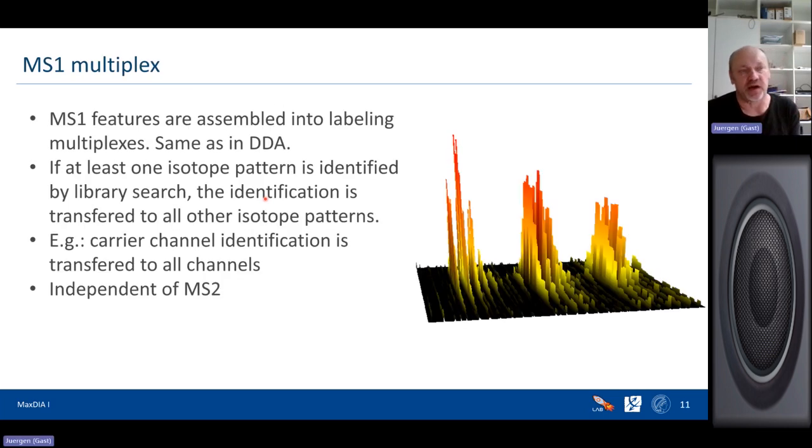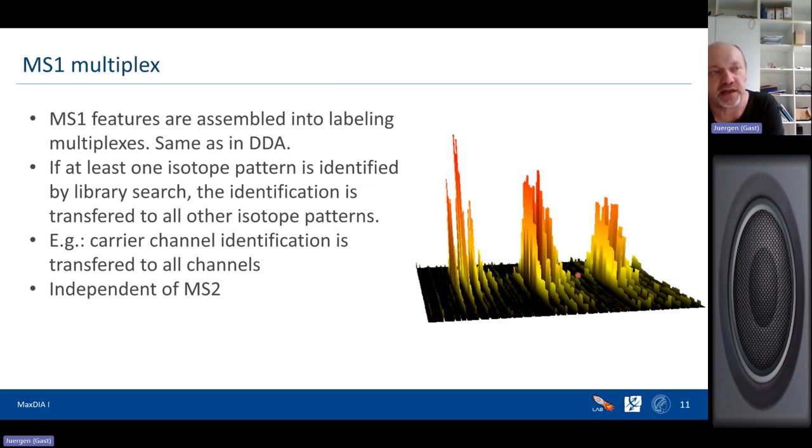So after we have identified the features by matching to the spectral library, the next step of identification is to find complete MS1 multiplexes. What does that mean? For example, if you use triple labeling, like SILAC light, medium, and heavy, MaxQuant will now only look at the MS1 data, and it will try to find these complete triplets of light, medium, and heavy peaks.